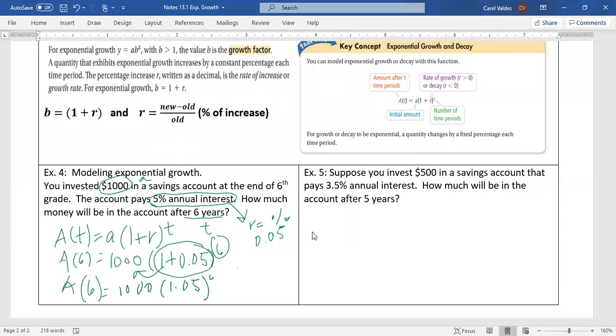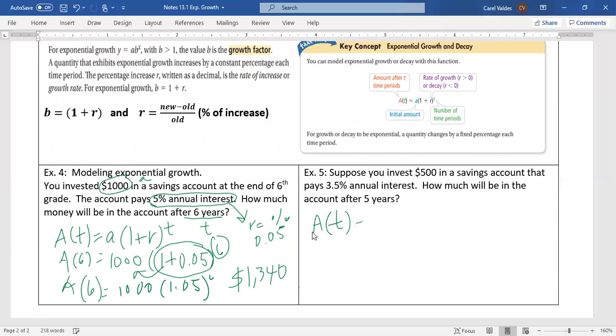If I bring 1.05 to the 6th power, and that calculation I multiply by 1,000, I get a final amount of 1,340. So basically, your money grew $340 after 6 years of having that account in the bank at a 5% annual interest rate. So if we look at the second one, we're going to use exactly the same equation.